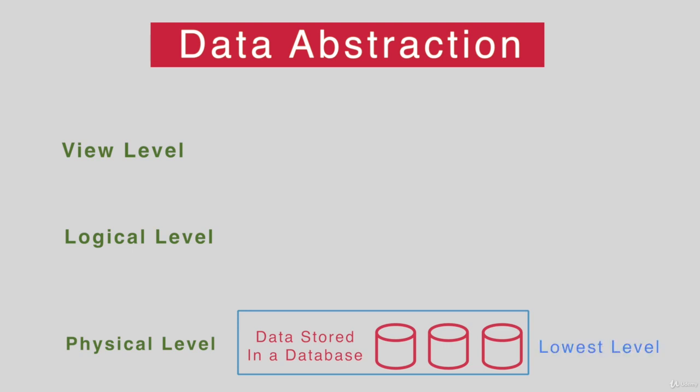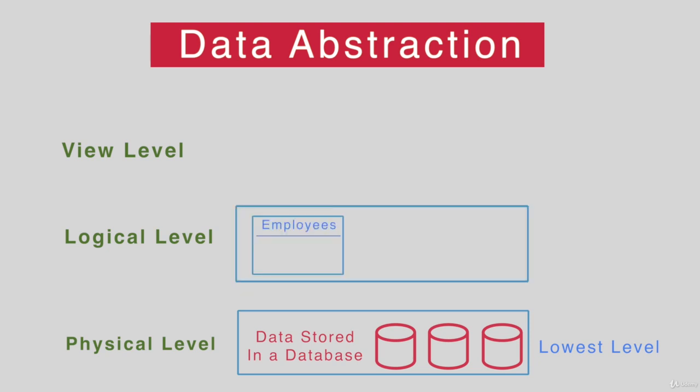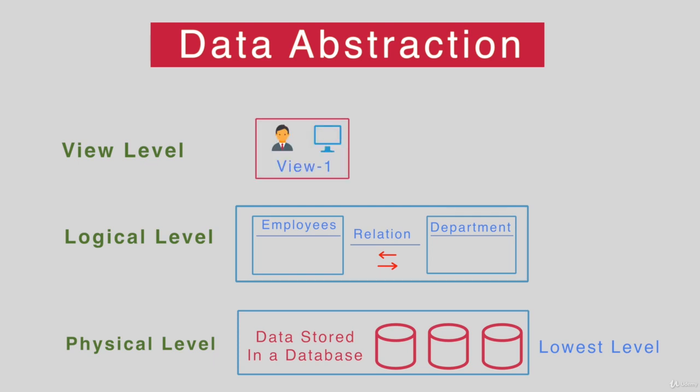Logical level describes what data is to be stored in the database and what relationships exist among the data. View level describes only part of the database. The system may provide many views of the same database. Each user can see a different view of the database, and it is the highest level of abstraction.